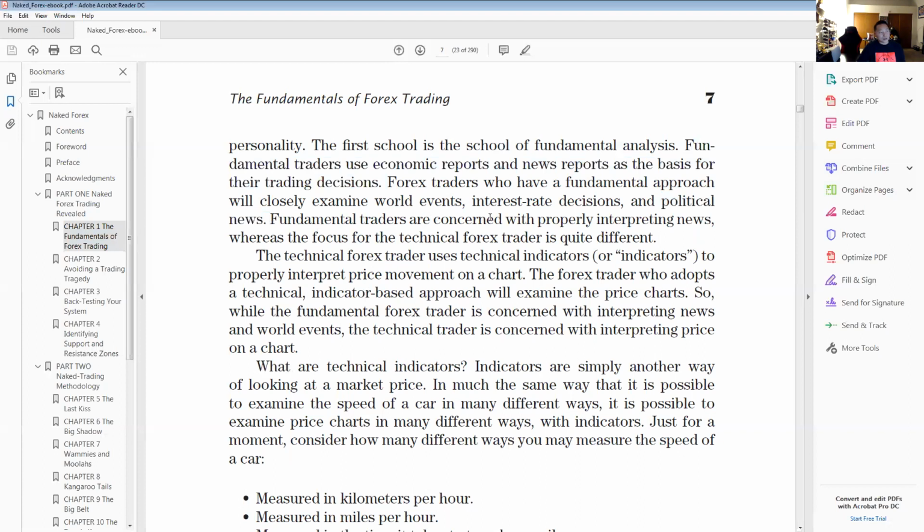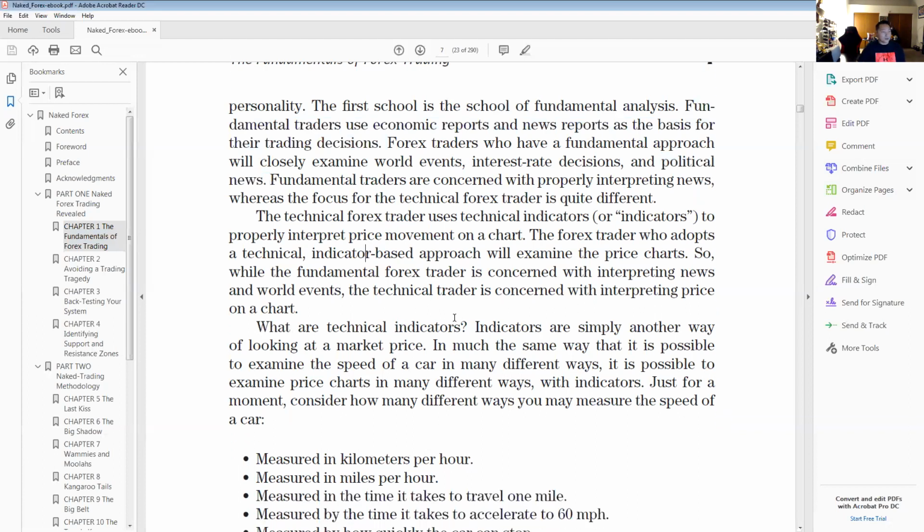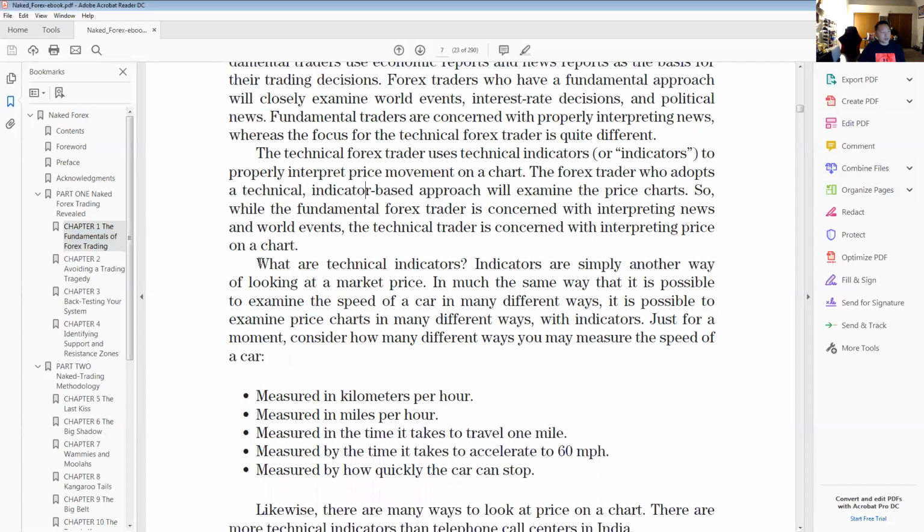And like I said, fundamental traders are concerned with properly interpreting news, right? Economic calendar is also part of it. Whereas the focus of a technical Forex trader is quite different. So they go into the technical side. Like I said, I'm not much of a technical guy, but based on price action and candlestick structure, that's my technical analysis. Okay, now they're talking about technical indicators.